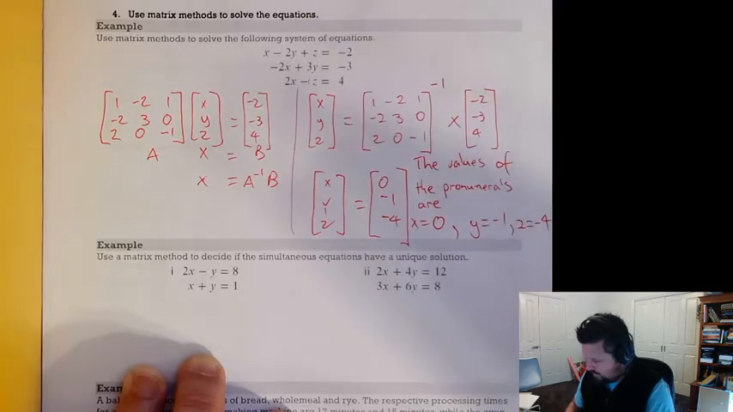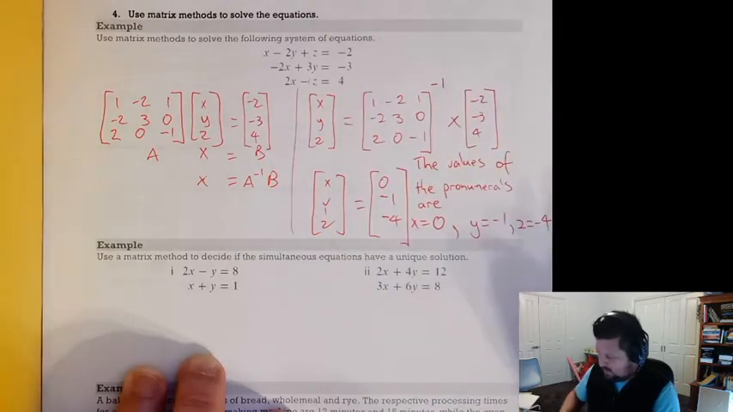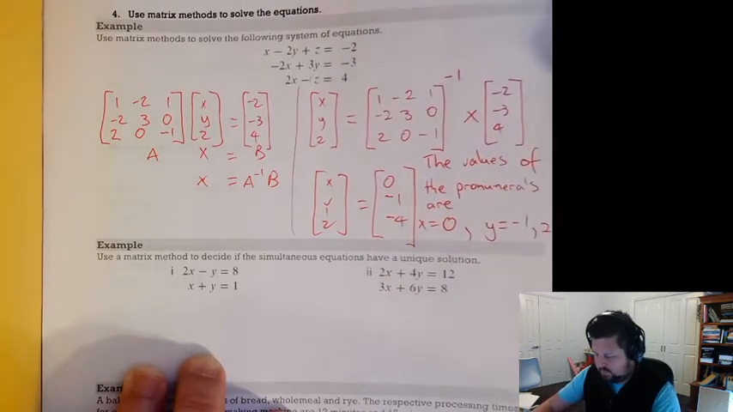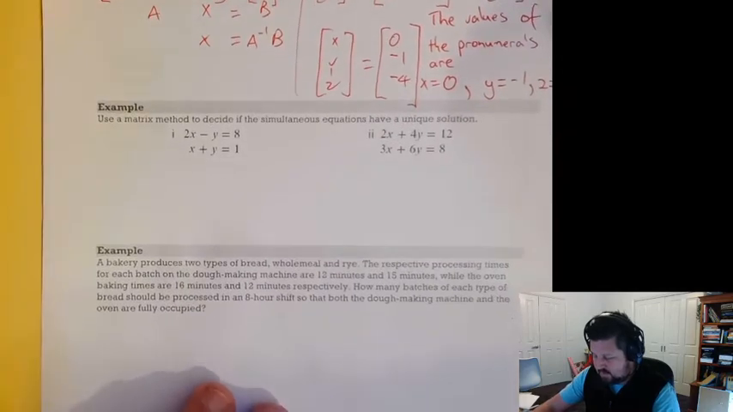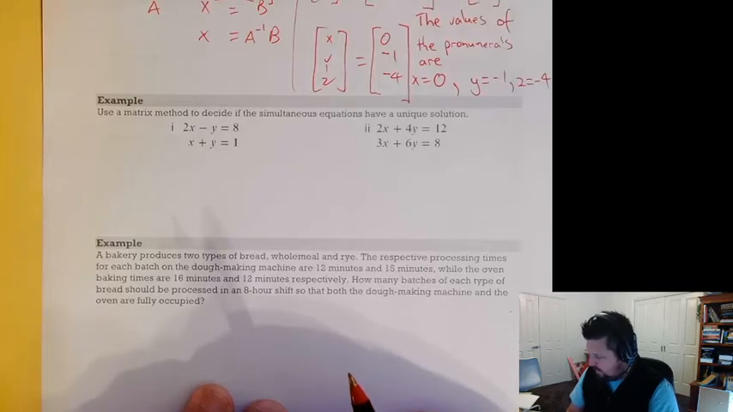Cool. We have answered that question using simultaneous equations, but using matrices. Okay, the next question says here, use a matrix method to decide if the simultaneous equations have a unique solution. Alrighty, here is how we'd go about doing this.